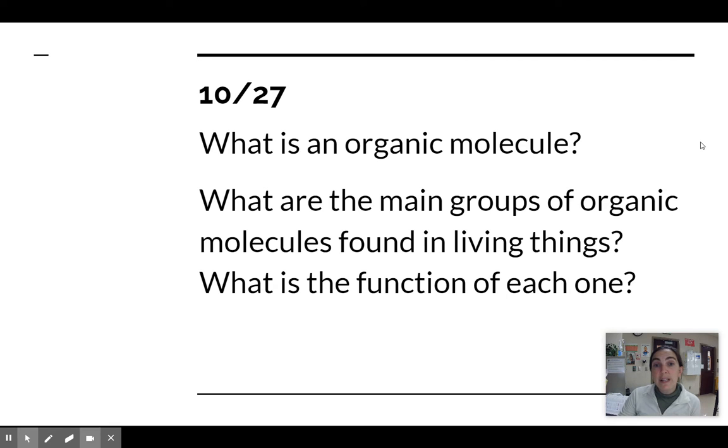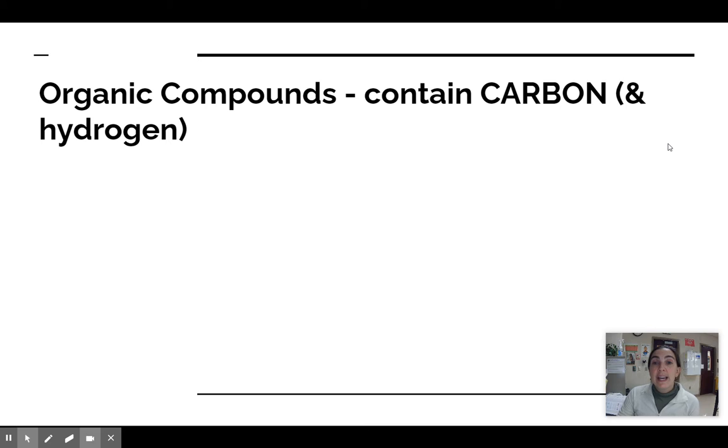Over the next few days, we are going to be reviewing the main groups of organic molecules in living things. We'll be looking at the structure using those molecule cards that you started sorting out yesterday. And we'll talk about how those structures allow them to do the functions that they need to do within living things. Today, however, we're going to talk about just kind of the backbone, the carbon structure of all organic compounds.